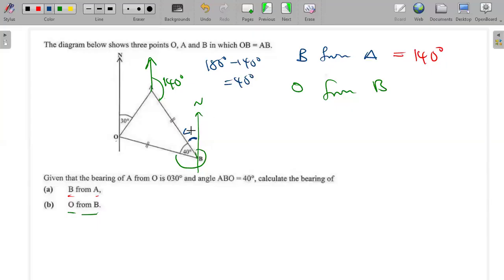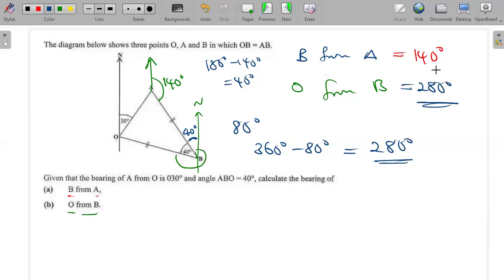So 40 degrees. So this here is 40 degrees. I have 40 degrees plus 40 degrees, I just add the two, and the 40 plus the 40 gives me 80 degrees. To get the remaining, I just subtract 360 degrees minus 80 degrees, which gives me 280 degrees. So the bearing of O from B is just 280 degrees. Okay. I don't know if there's any question.